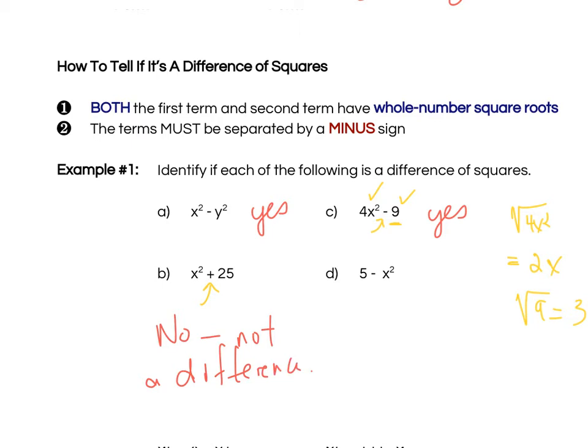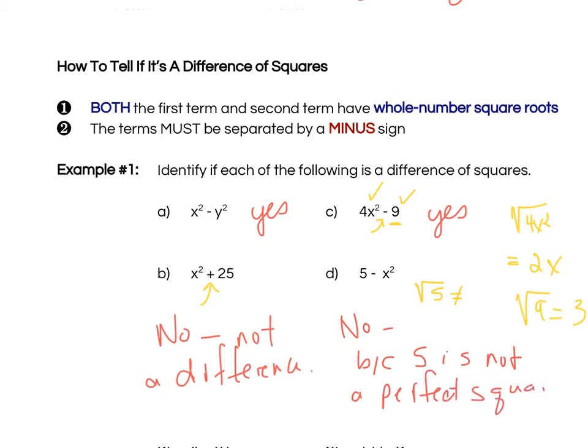All right, let's look at the last example here. I have 5 minus x squared. So let's look at this. Right off the bat, I'm looking at 5, and I know that if I calculate the square root of 5, that's not going to give me a nice whole number. And so 5 is not a perfect square. So the answer to this is no, and that is because 5 is not a perfect square.